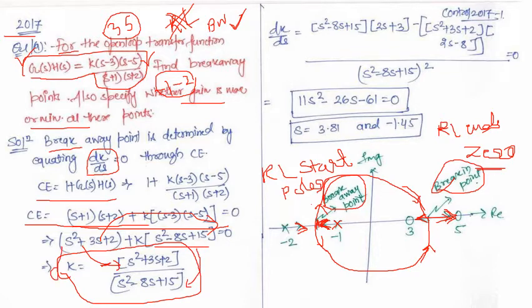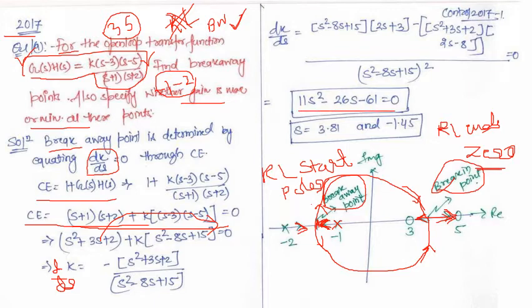Then you need to differentiate it once, dk by ds you have to do. So you have to do the dk by ds of this equation. You need to go for dk by ds of this equation, and if you solve this, you will get something like this.